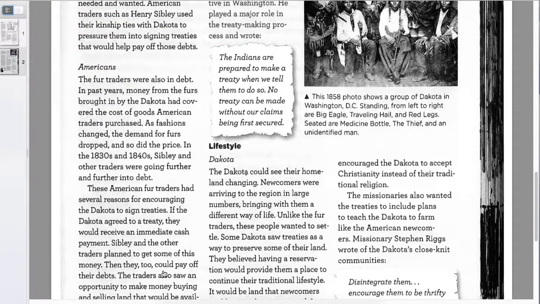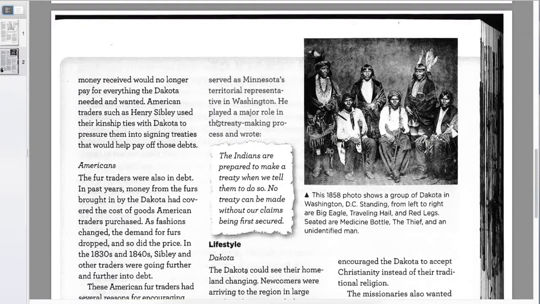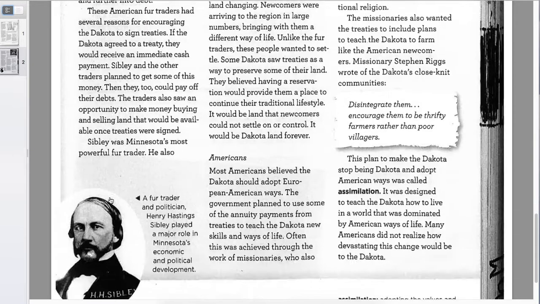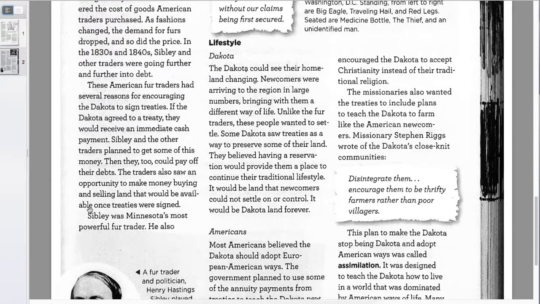Sibley was Minnesota's most powerful fur trader. He also served as Minnesota's territorial representative in Washington. He played a major role in the treaty-making process and wrote, "The Indians are prepared to make a treaty when we tell them to do so. No treaty can be made without our claims being first secured." So, interesting. Henry Sibley, fur trader.